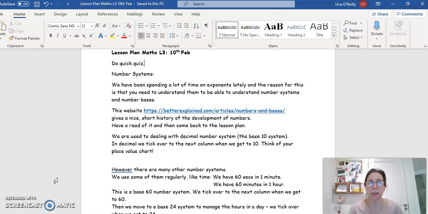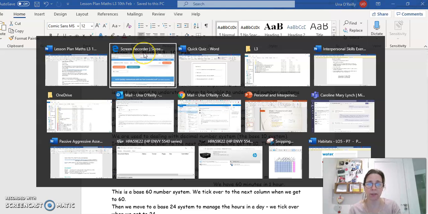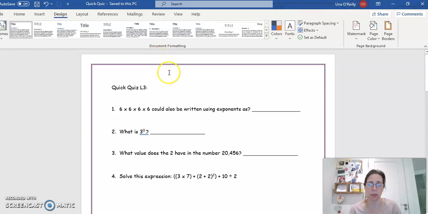Okay, the first thing that I have there is a quick quiz. I sent that to you on email as well, so it's here, it's this document. It does concentrate on exponents and fractions, which is what we've been doing lately. There are a few other bits and pieces in there as well, but you can have a go at that and see how you get on.